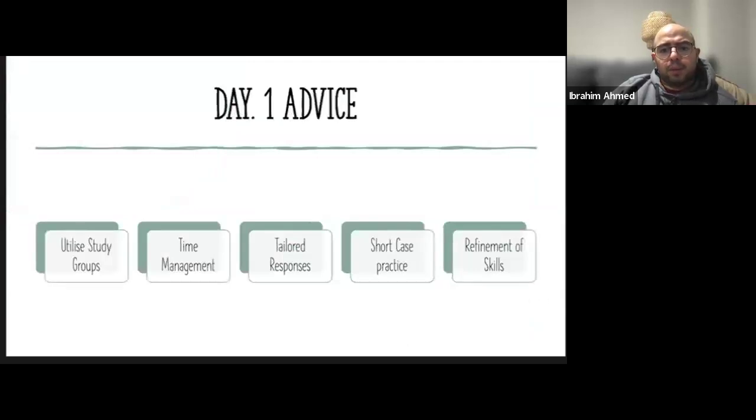For day one, my advice is to utilize a study group. Practice intermediate scenarios in a study group and use the past cases that came before. Prepare a station with your colleagues, and that would simulate the real exam. Time management is key, so always time your intermediate practice. You can time yourself in clinic.